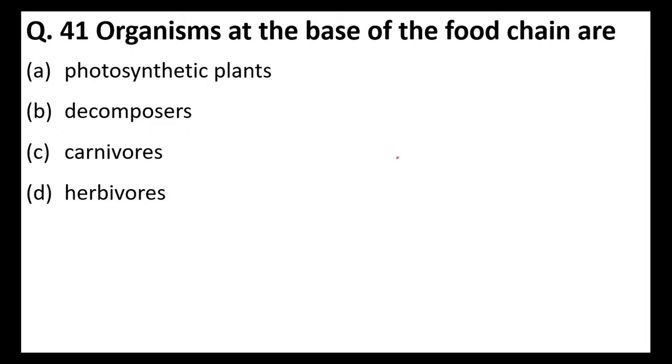Organisms at the base of the food chain are photosynthetic plants, decomposers, carnivores, or herbivores. It is photosynthetic plants. Plants that produce oxygen using sunlight and carbon dioxide.